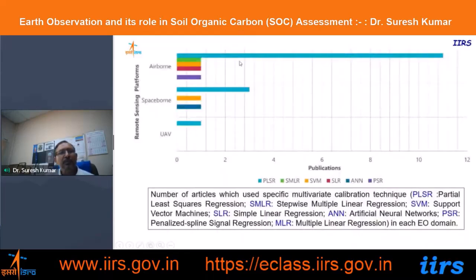If I show you the remote sensing platforms and how many papers have been published, you can see one thing very clearly: PLSR and ANN. This is the ANN, artificial neural network, and partial least squares regression analysis. These two techniques are largely being used for the mapping of soil organic carbon using reflectance characteristics.